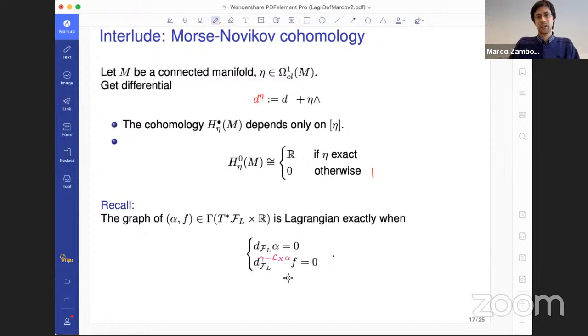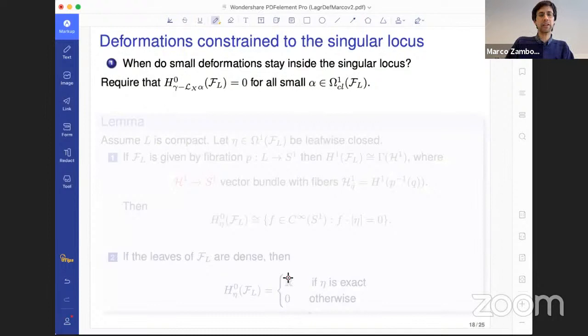So now I'll address the two questions. So L is again my Lagrangian submanifold inside the singular locus. When does it stay inside the singular locus if I try to deform it in a Lagrangian way? It does, well, if H0 vanishes for all one-forms that are not just the foliated one from gamma, but also for little perturbations of it.